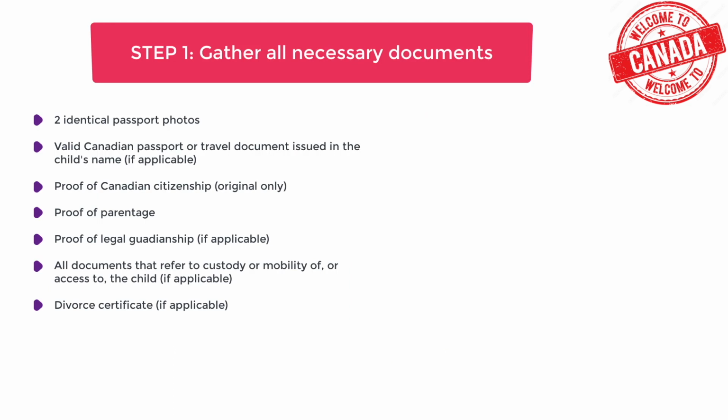You need to submit any valid Canadian passport or travel document issued in the child's name. If the child's passport has a valid visa in it, tell Passport Canada on your form if you need the visa and want the original passport back. If you don't, the visa could be damaged when the previous passport is cancelled.